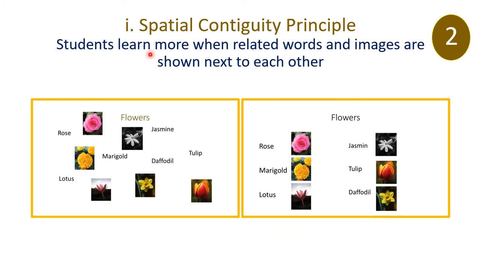The second one, spatial contiguity principle. Students learn more when related words and images are shown next to each other. Here image is there, word is there, but it is not clear which word is for which image. But in this figure, it is clearly arranged next to each other. The word and image, marigold, marigold flower is there, lotus, lotus flower is there.